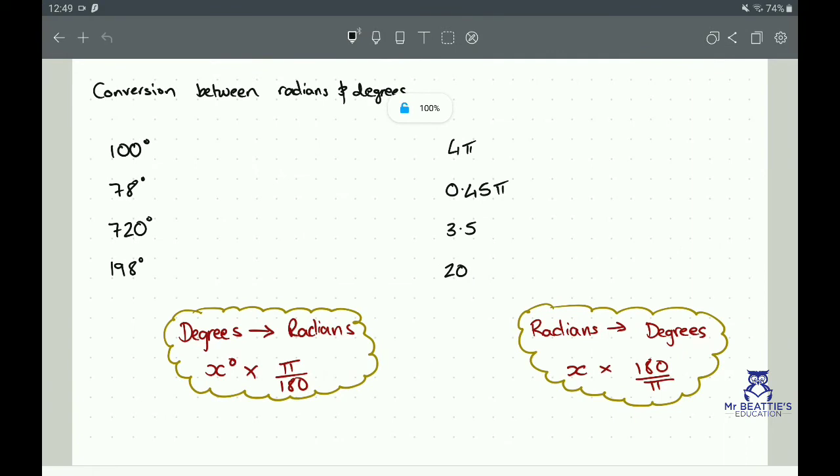So I've got 4 angles we're going to work our way through. First of all, we've got 100 degrees, and to convert it from degrees to radians, we're going to times it by pi divided by 180. And what that does is it gives us the radian value. So for that one, it's 1.7.